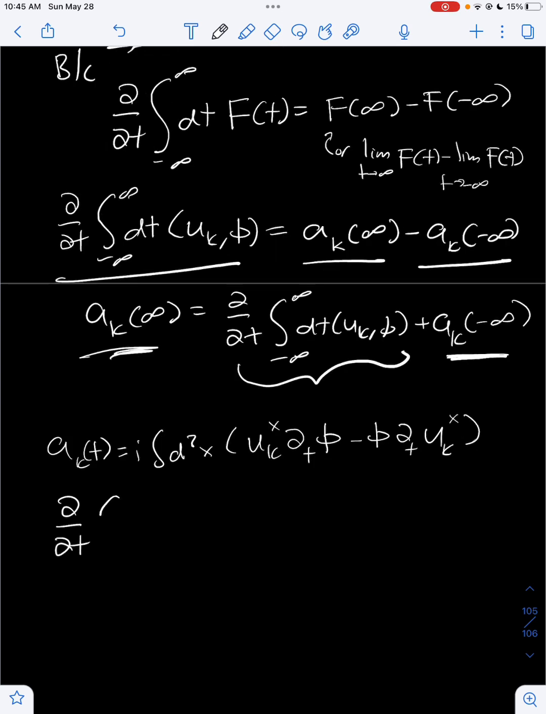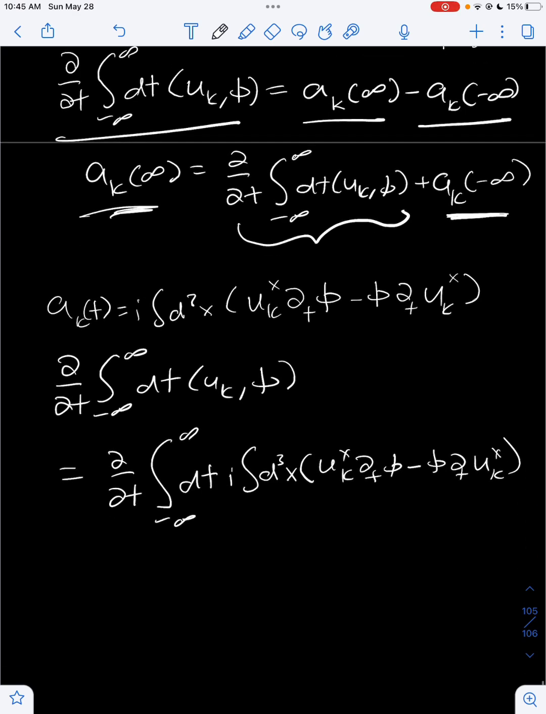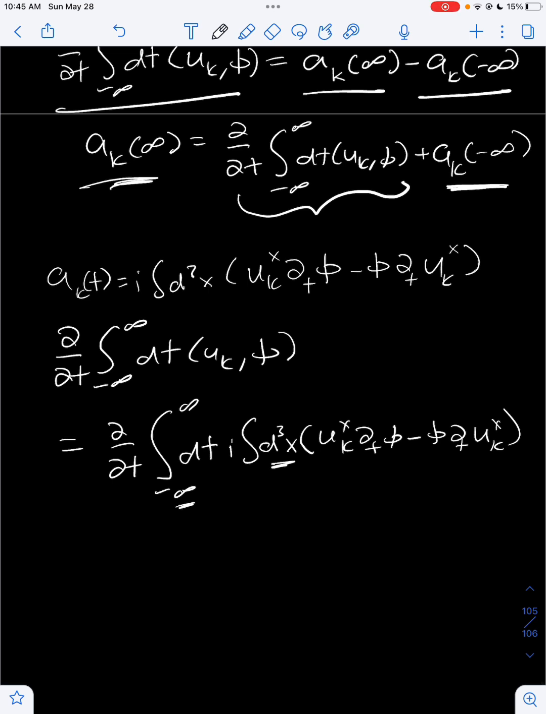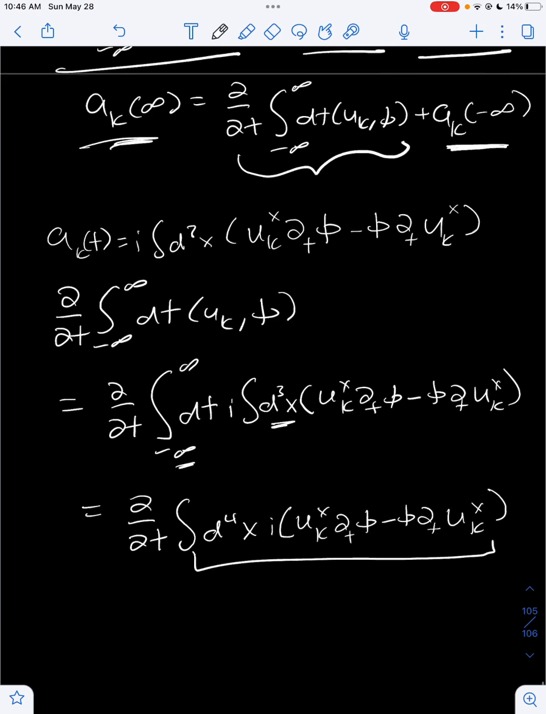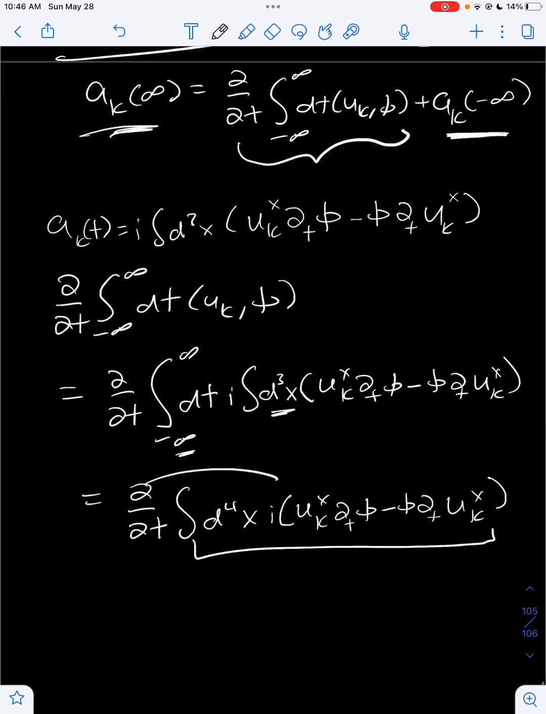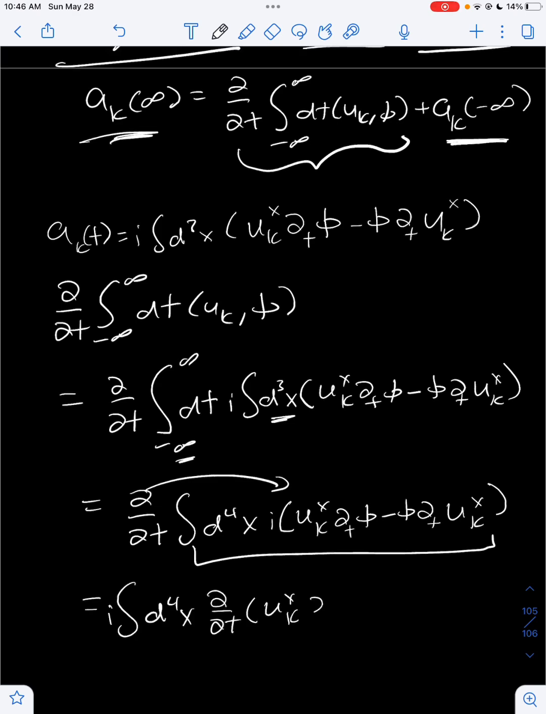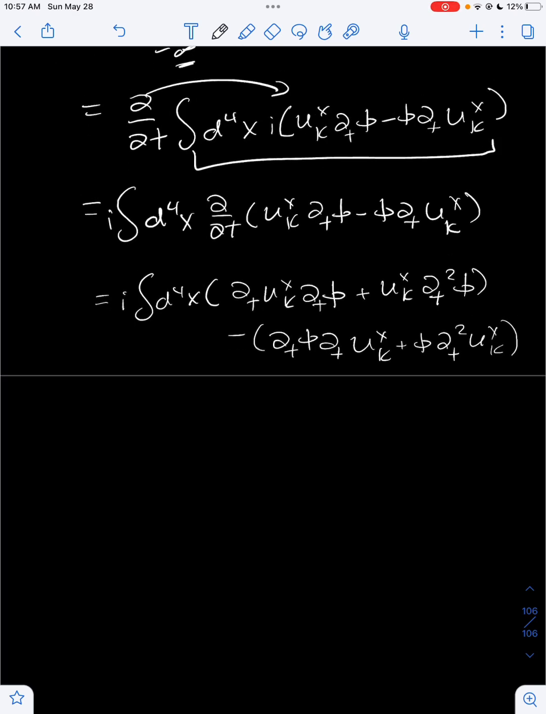So partial t of this over here is going to be equal to, and we can see that we can just combine these integrals together to get this. And note here that the phi that shows up is the interacting field in this case. So we want to find what this is going to be equal to. Well, we can move this time derivative in front, and then distribute the time derivative, which gives us this over here. And we can see that some terms already cancel out. This term and this term cancel out.